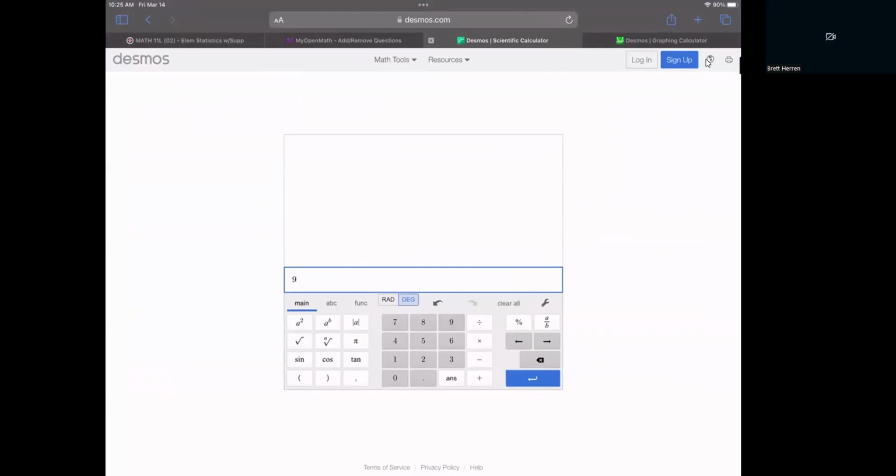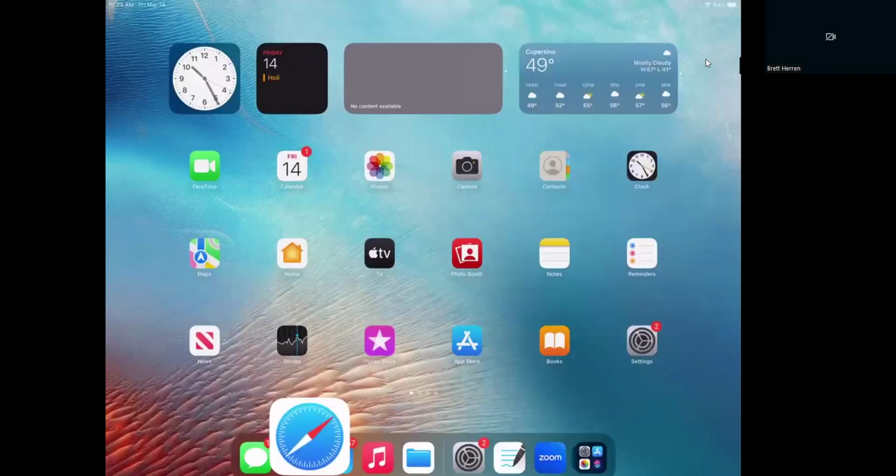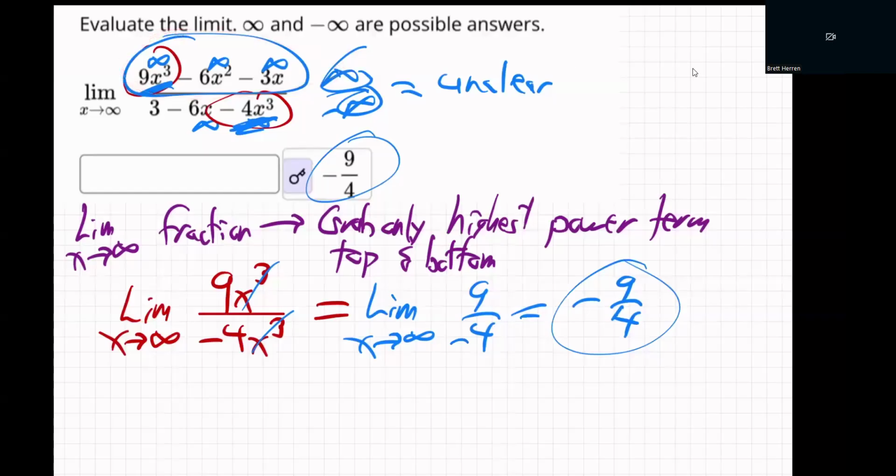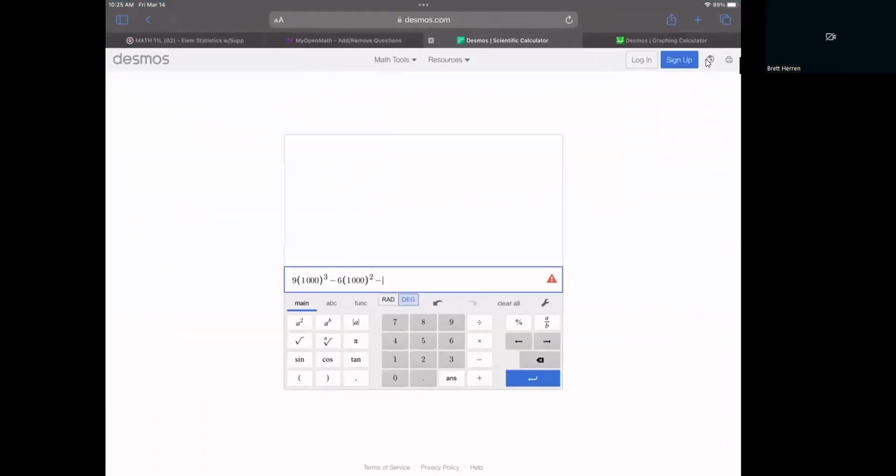9x cubed, so I'm going to plug in 1,000. 1,000 cubed for 9x cubed, and then it was minus 6x squared, so plug in 1,000 squared. Minus... I already forgot, what was it? I'm just doing the numerator: 9x cubed minus 6x squared minus 3x. So I'm going to plug in 1,000 for that x. Remember, we're going to infinity, so 1,000 is just the beginning of that.